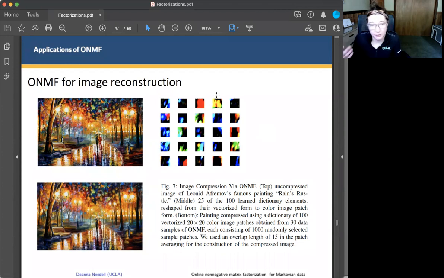So they do look like something visual. They look like brush strokes or different blotches of color. And then this is the reconstruction here. I believe this is 40% compression. So it does a fairly good job, even with interpretable topics.